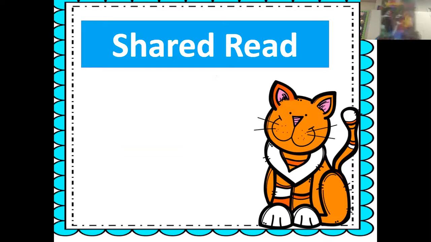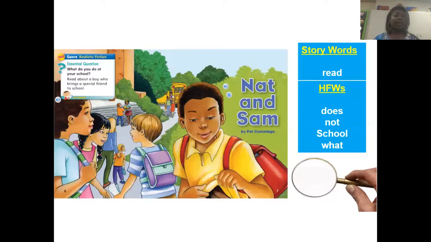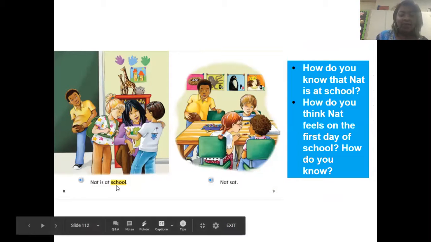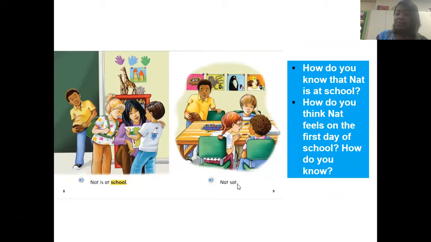This is where your literature anthology comes into play. I'm going to read Nat and Sam. And you can answer some questions about the story Nat and Sam. Nat is at school. Nat sat. How do you know that Nat is at school? How do you think Nat feels on the first day of school? How do you know? Those are some questions you can think about as we're reviewing our skill of also identifying key details. So those are some questions that you can think about.